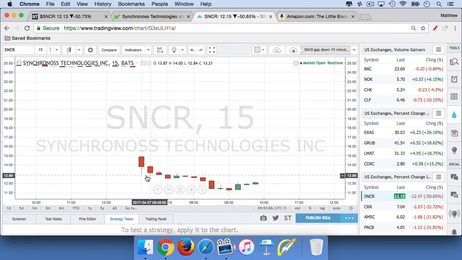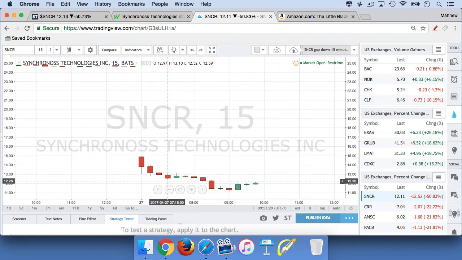Just to remind you, when you're shorting a stock, you want to sell high and buy low. It's the exact opposite of being long a stock, where you want to buy low and sell high. If you have more questions about shorting, please feel free to drop them in the comments below, and I'll get back to you. So basically, we went short this morning at 13.88, and you can see the stock's been selling off for most of the day.